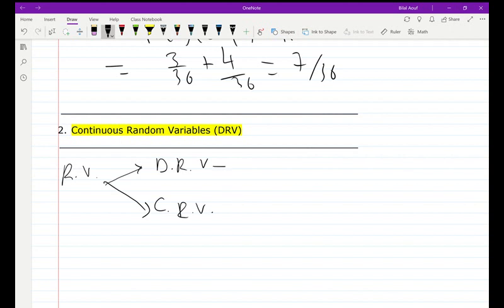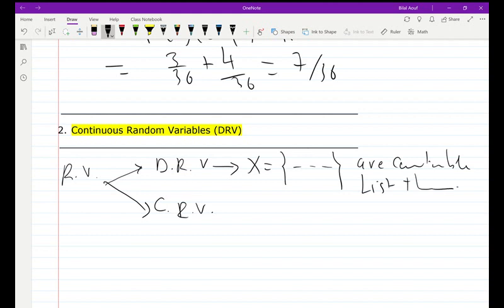The discrete random variable, so the values of x are countable, so I can count them, I can list them, so in summary they are distinct or separate values.